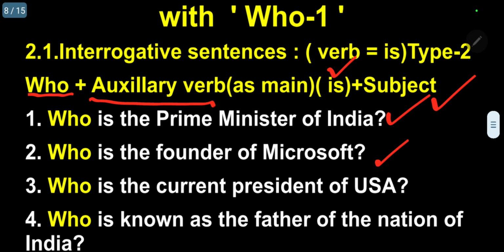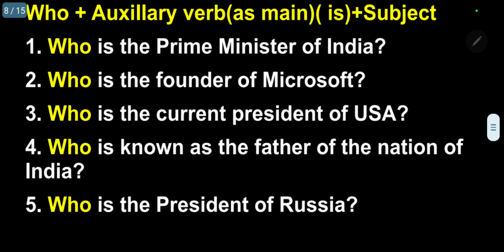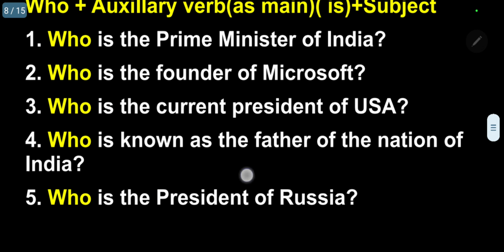Who is known as the father of the nation of India? Mahatma Gandhi. So in all cases, just see, is is used as a main verb. Even though it is an auxiliary, a primary auxiliary, it is being used as a main verb. The fifth sentence: who is the president of Russia? So in all the cases, is is acting as a main verb, but it is originally an auxiliary verb.